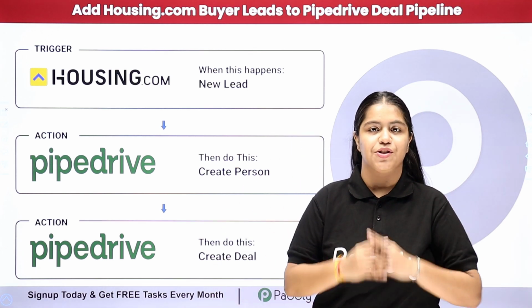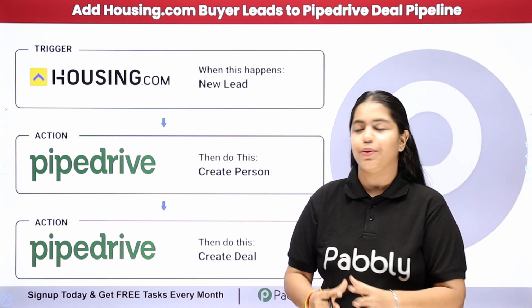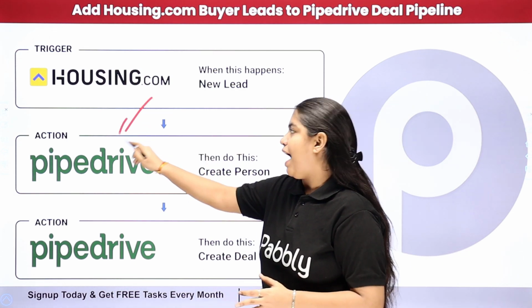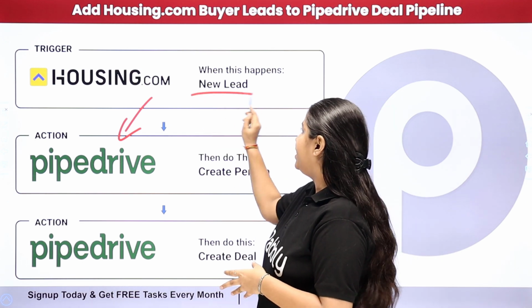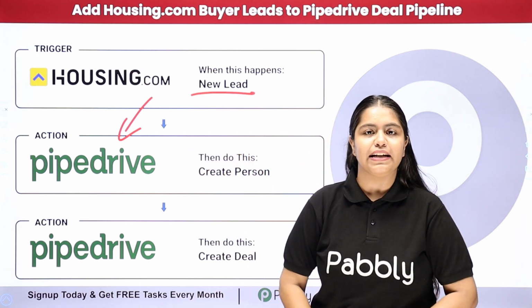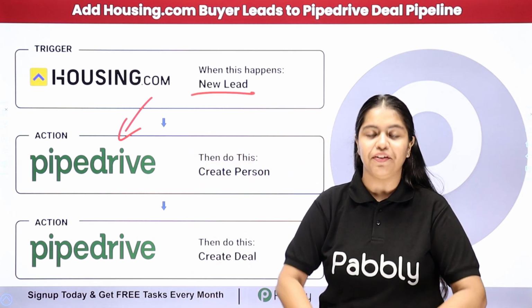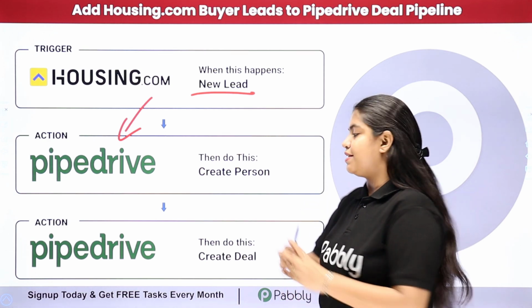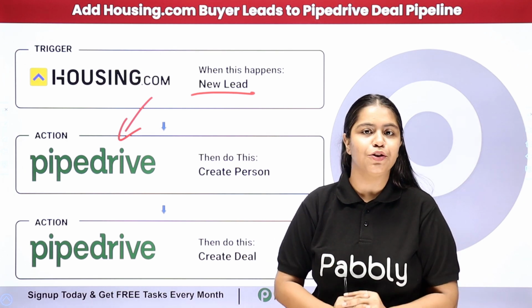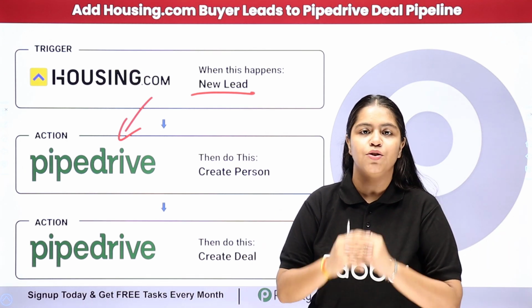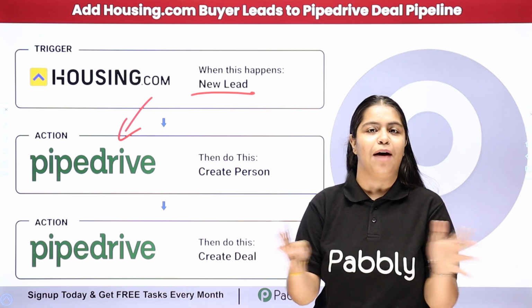So to do this, we are just going to simply create a connection between housing.com and Pipedrive. What is going to happen is that whenever we receive a new lead from housing.com, automatically a person will be created in Pipedrive and also a deal will be created in my Pipedrive account. And all of this is going to happen using an easy to use automation tool which requires no programming or coding language, which is Pabbly Connect.